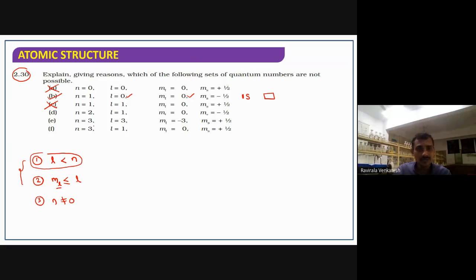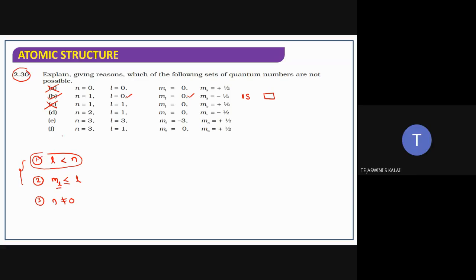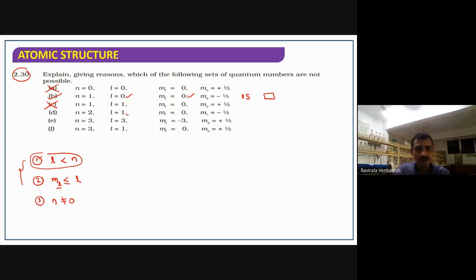Next, D option. If you observe here, n is equal to 2, l is equal to 1. Possible or not possible? Yes, it is possible. Next, ml will be 0. Yes, ml value will be lesser than l. Yes, 0 is lesser than 1. This is possible. Now, minus half is definitely possible here.